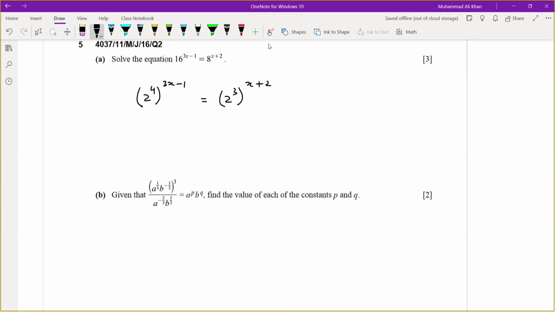So it will be 2 power 4 3s are 12x minus 4 1s are 4 equals to 2 power 3x plus 6. Same bases, so we are allowed to write 12x minus 4 equals to 3x plus 6. 12x minus 3x is 9x and 6 plus 4 is 10. So the value of x is 10 over 9. Hopefully a very simple part of question number 5 is clear.